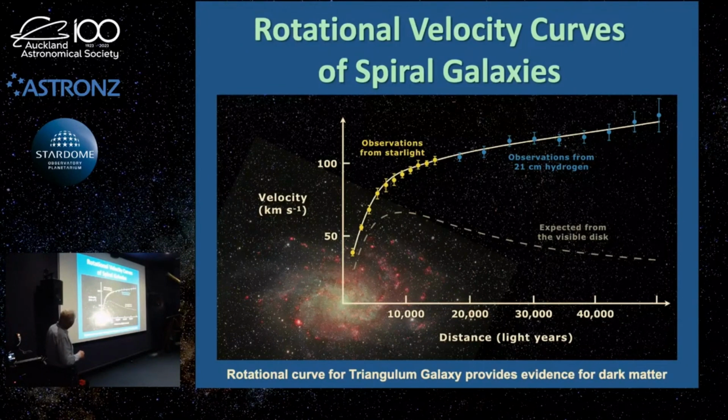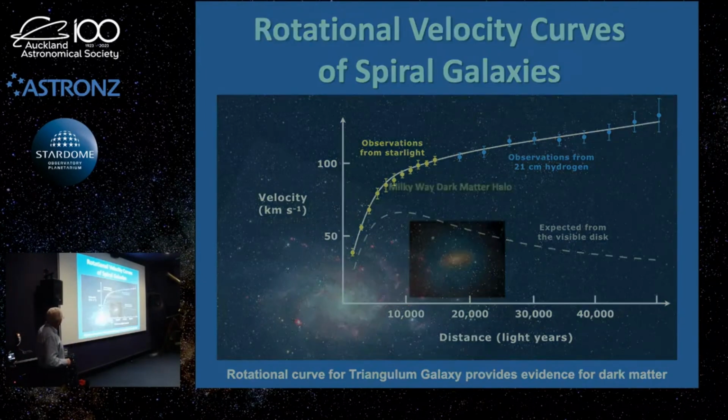But look what they observed. It started levelling out and then actually started to rise. The velocity of the stars was quite high, but long after you could see any stars, all the hydrogen gas was still going around at increasing velocities. And that only means one thing. There's mass out there. And so that was one of the key evidence for dark matter.